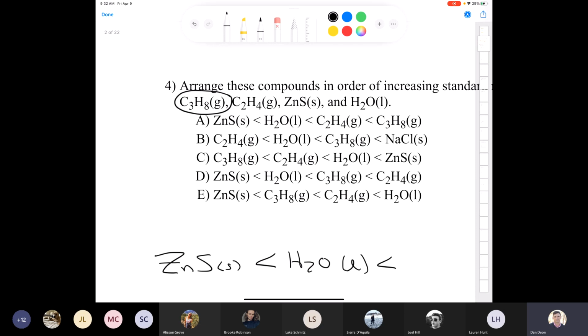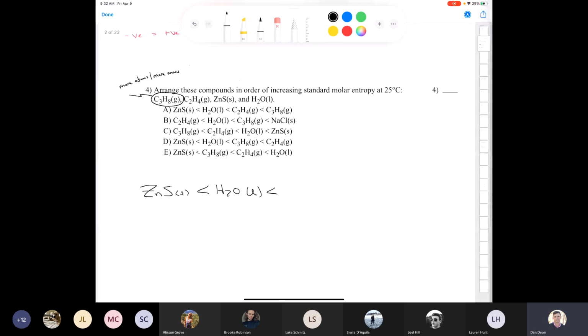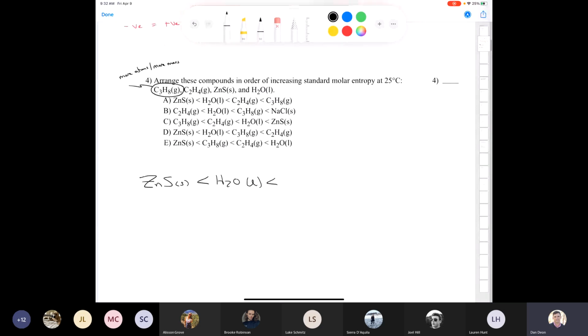But since we have more atoms and more mass overall in the molecule, we have more ways that the molecule can vibrate, and therefore it's going to have a higher entropy than the ethylene gas. So it's going to go C2H4 gas next, and the one with the greatest entropy is going to be the propane gas, C3H8. And so the answer is A.